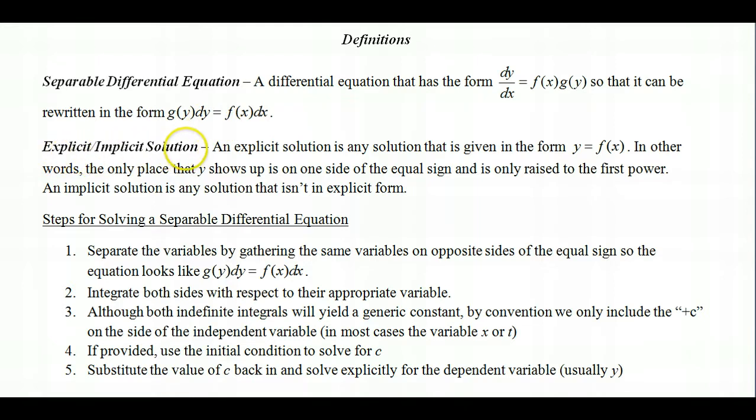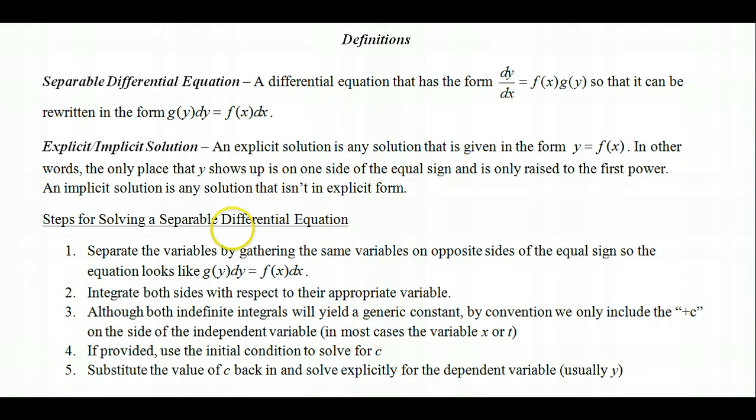Explicit and implicit solution. An explicit solution is any solution that is given in the form y equals f of x. In other words, the only place that y shows up is on one side of the equal sign, and is only raised to the first power. An implicit solution is any that is not in explicit form.